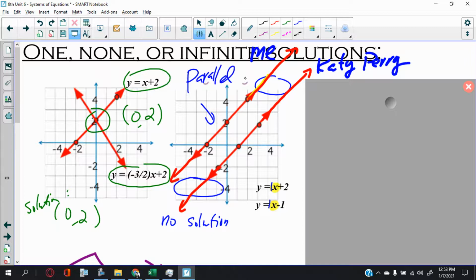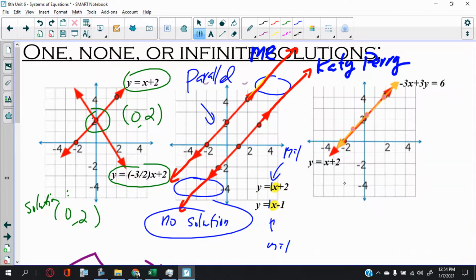So what am I trying to say? When two lines have the same slope, I'm probably going to edit something into this. I'll probably add a bubble here. All right. So what am I saying here? When two lines have the same slope, the two lines are parallel. They run parallel. That means they will have no solution. Okay? Is that clear? All right.